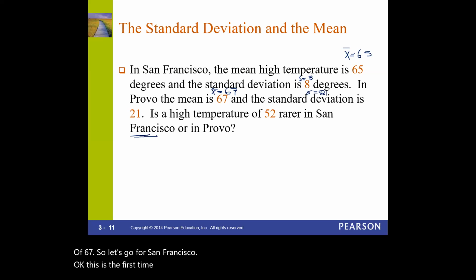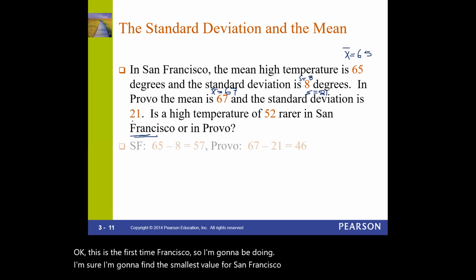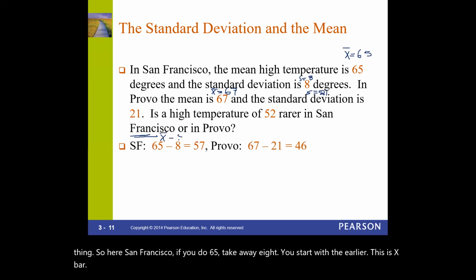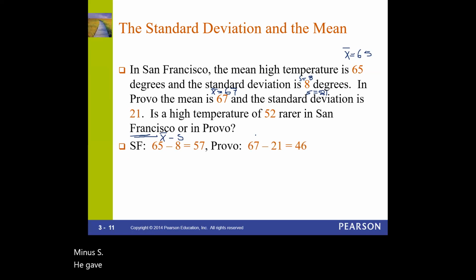I'm going to find the smallest value for San Francisco. So here, San Francisco, if you do 65 take away 8, just like we did earlier, this is X bar minus S. It gives you 57. This one is also X bar minus S, and this one is 46. See that? One is 46, one is 57.